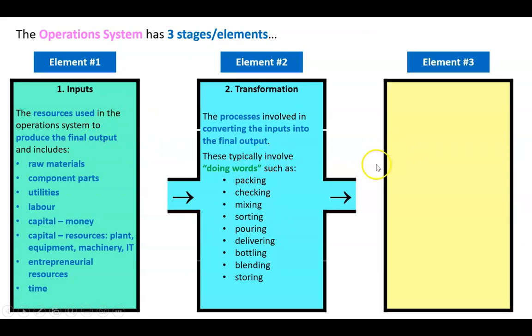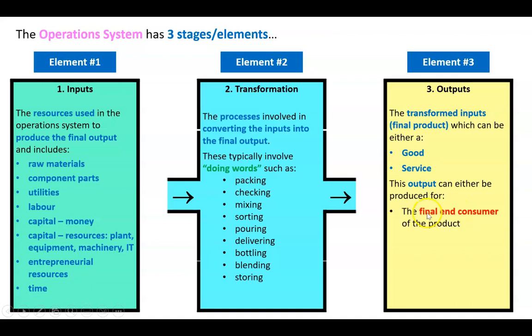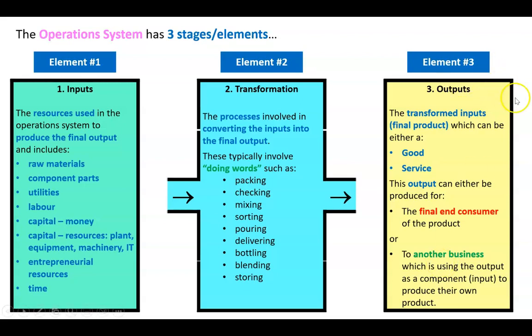And that's the third element. This second element spits out a final output, which we call the transformed inputs or the final product, and that can either be a good or a service. Depending on what business you're studying, that output can either be for a final consumer. So for example, Coca-Cola produces a good for a final consumer to have, like us. Or it can be an output for another business that will turn that into a final product, which is different. So for example, if our business made semiconductors, we'd give them to another business, say Tesla, and Tesla would use them to make a car. But it's still an output.